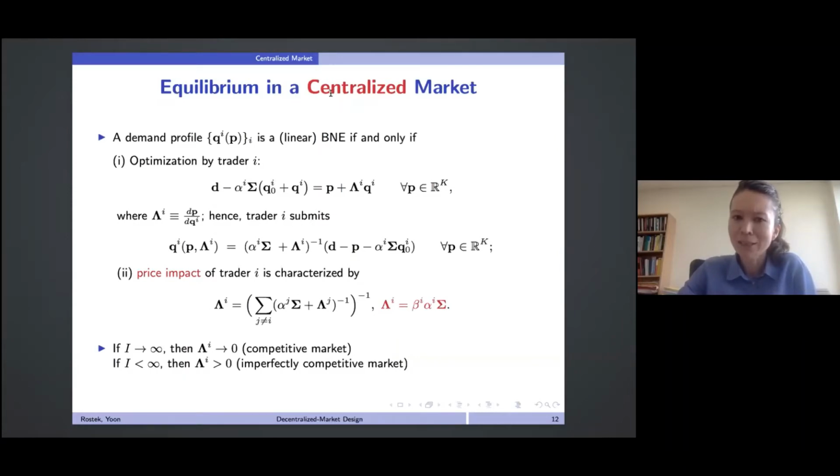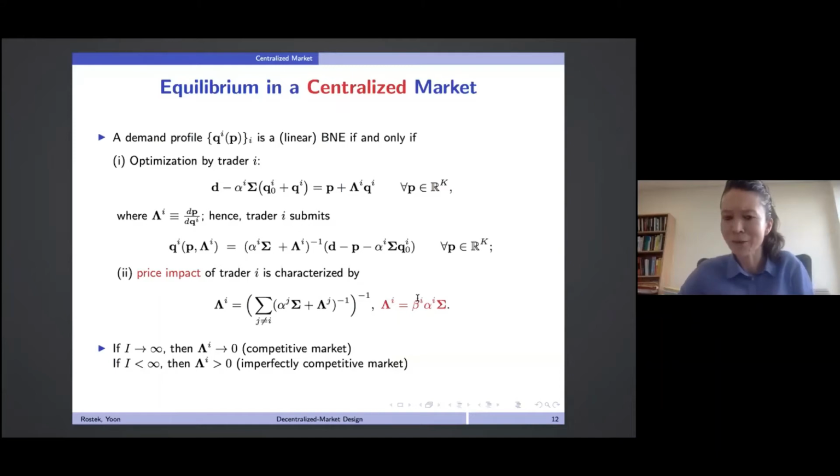When trading is centralized, this fixed point can be solved in closed form, and the solution, which I put here in red, reveals a property that turns out to have important implications for how centralized markets function. When trading is centralized, the price impact matrix of every trader is proportional to the fundamental covariance matrix. This proportionality coefficient, beta I, can be characterized as a function of the primitives. I didn't put it on the slide.